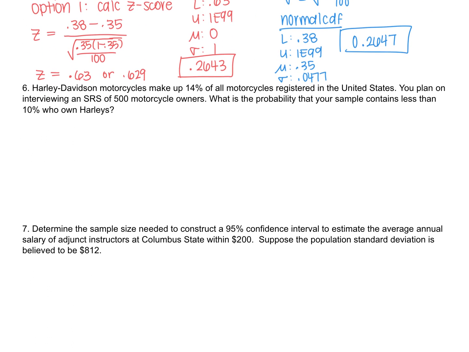So last problem from chapter 5 says Harley-Davidson motorcycles make up 14% of all motorcycles registered in the United States. You plan on interviewing an SRS of 500 motorcycle owners. What is the probability that your sample contains less than 10% who own Harleys? So we're trying to find the probability that p hat is less than 0.10.